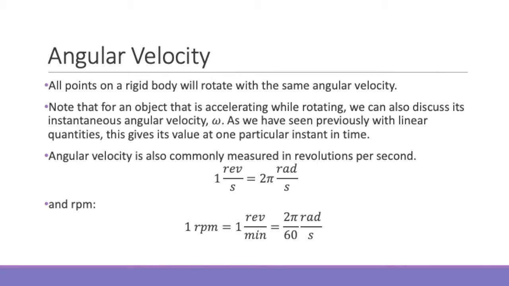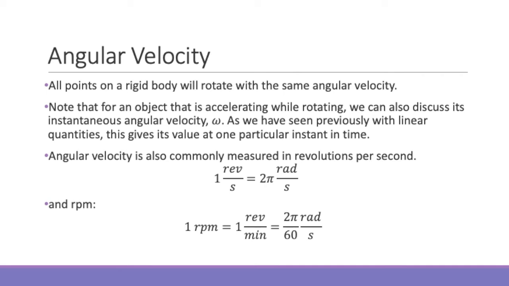Also note that we can define instantaneous angular velocity for an object that is accelerating while rotating. That would just be omega without the average label. And as we've seen previously with linear quantities, this gives its value at one particular instant in time.